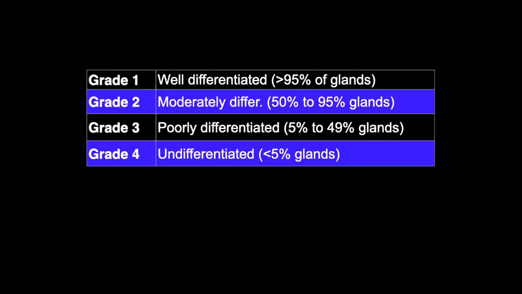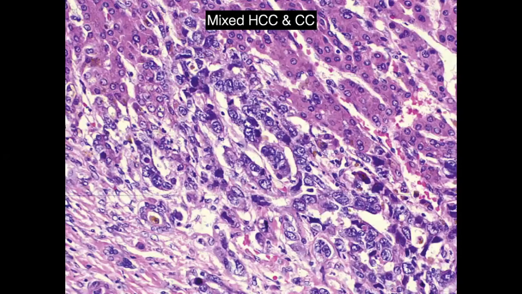Cholangiocarcinoma can be differentiated or graded into 4 depending upon the gland formation. This is a mixed cholangiocarcinoma and hepatocellular carcinoma, very rare. It won't come in the exam. So don't worry about mixed hepatocellular and cholangiocarcinoma in the exam.